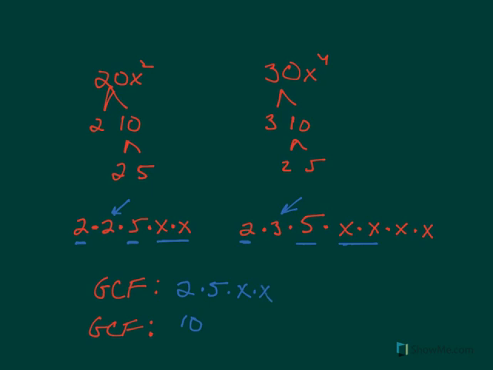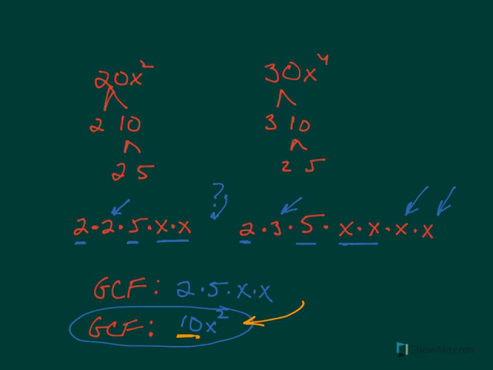And then on the 30x to the 4th, you do have 2 more factors of x, but you don't have any more factors of x over here. So the greatest number of factors of x they have in common are 2 x's, so x times x. So our greatest common factor is going to be the 10. That was the common factors for the numbers. And then they have an x times x, so an x squared. So your greatest common factor between the 20x squared and the 30x to the 4th would be 10x squared. So they have a common factor of 10. And for the variables, they have a common factor of x to the second power, x squared.